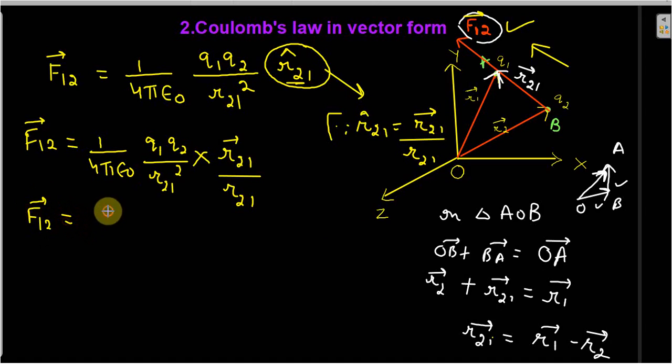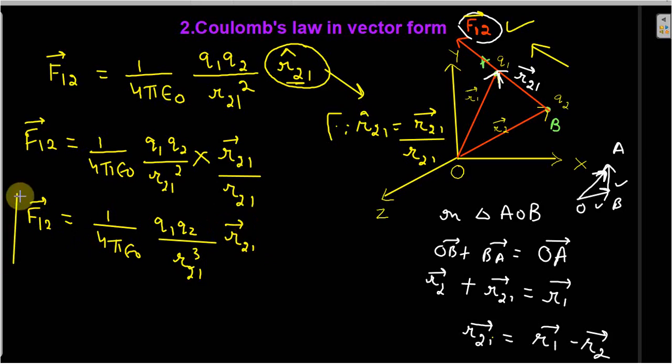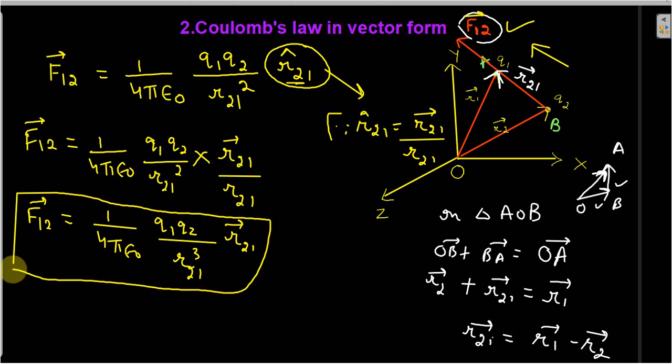F12 is equal to 1 by 4 pi epsilon naught Q1 Q2. You can write this as the cube of the magnitude of R21, and here R21. Now this is one form. In this way we can write the force of attraction or repulsion between two charged particles in the vector form. Now in another form we can even write this expression.